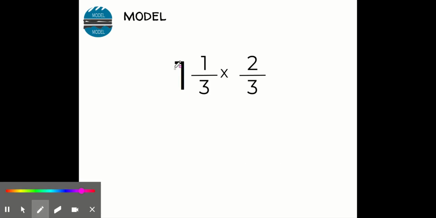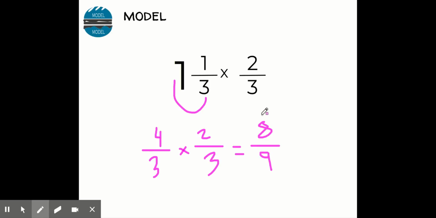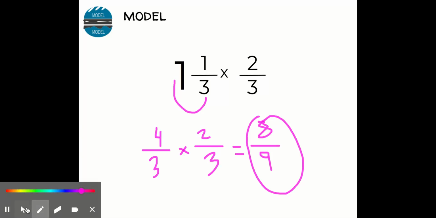The first thing I need to do is change this mixed fraction to an improper fraction. Well, 1 times 3 is 3, plus 1 is 4. I keep the same denominator, times 2/3. 2/3 is not a mixed fraction, so I can just keep it the same. 4 times 2 is 8. 3 times 3 is 9. Now I have 8/9. 8/9 cannot be simplified, and that is my answer.